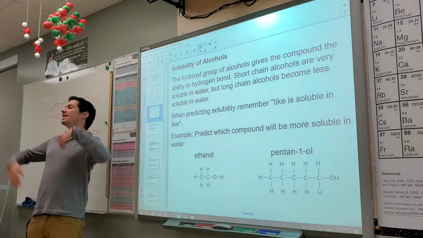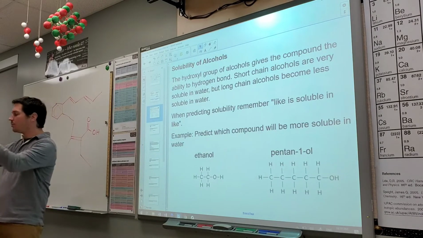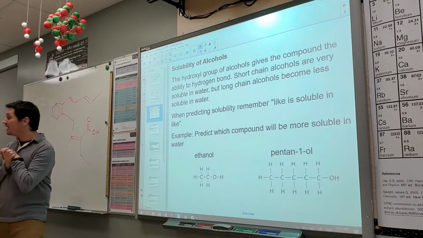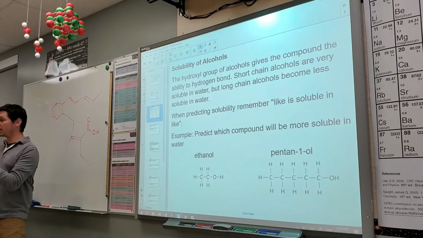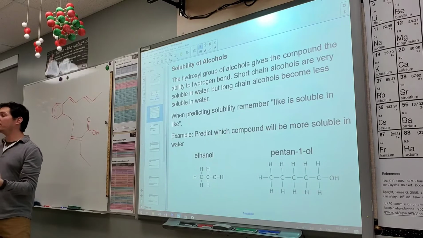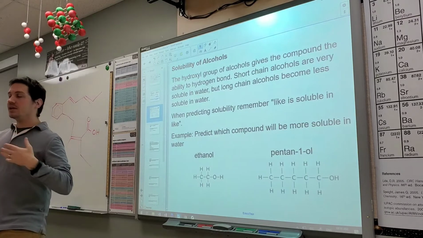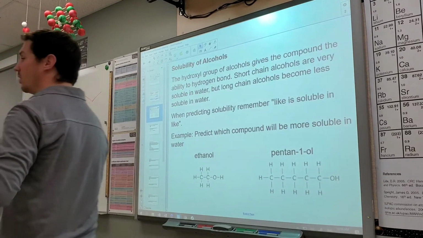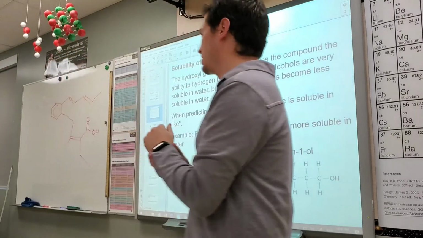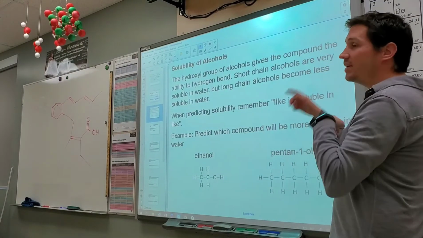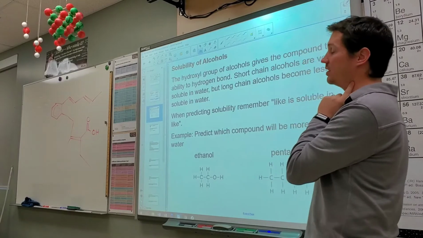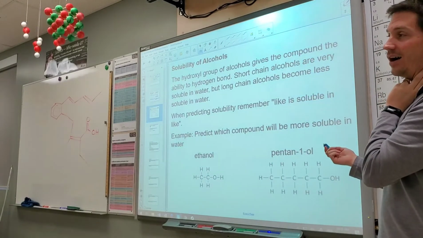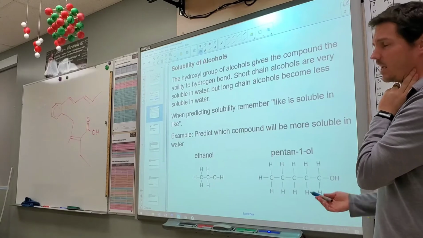Okay, so that's naming. Naming is a small part of this. What we really care about are the physical and chemical properties of these alcohols. A physical property is some characteristic of this chemical without having it react with other things. The properties that we care about are solubility, so whether or not it can dissolve in certain things, and we also care about boiling point. Those are the big ones.